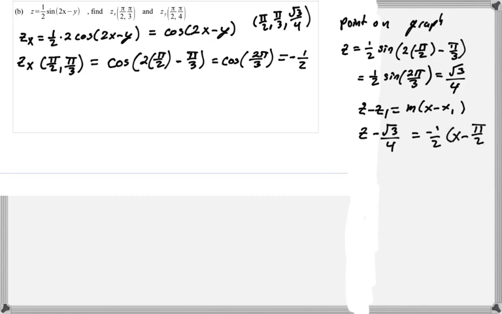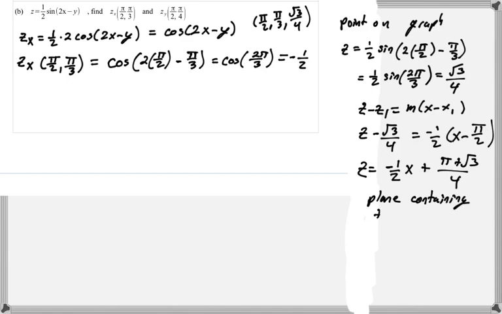And so if you graph this, this would give you a tangent plane. So z is equal to negative 1/2 x plus pi plus root 3 all over 4. Okay, so that'd give us a tangent plane at that particular point, and that would contain the tangent line. So, the plane containing the tangent line.